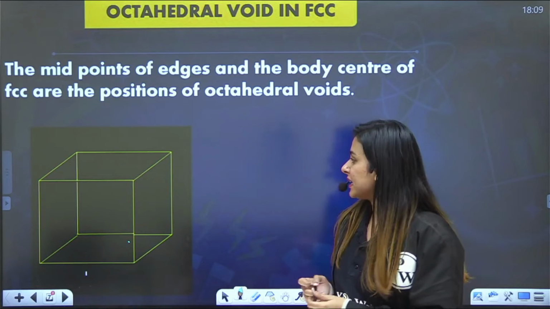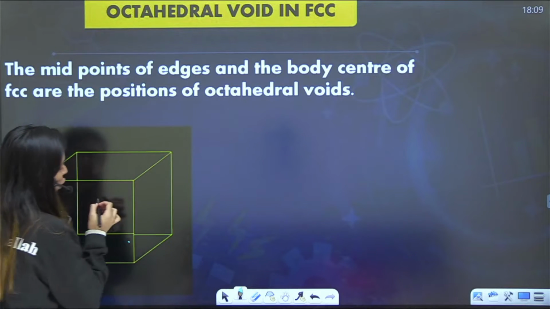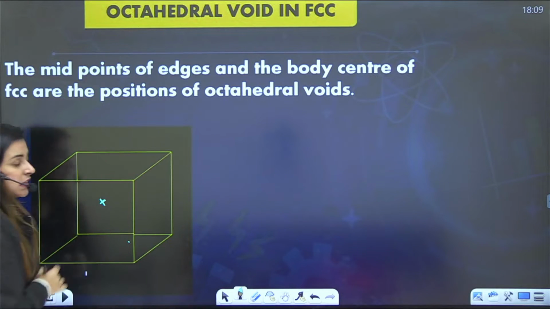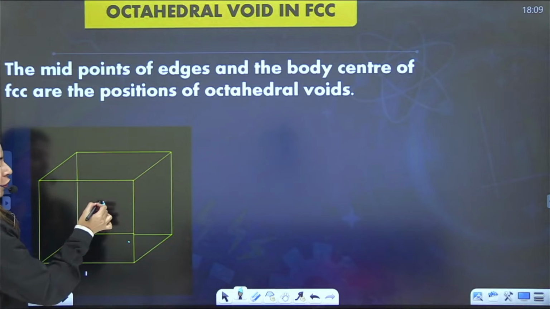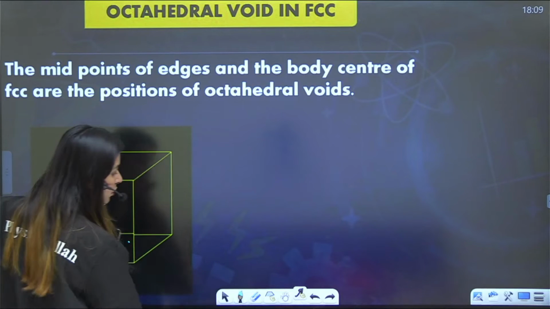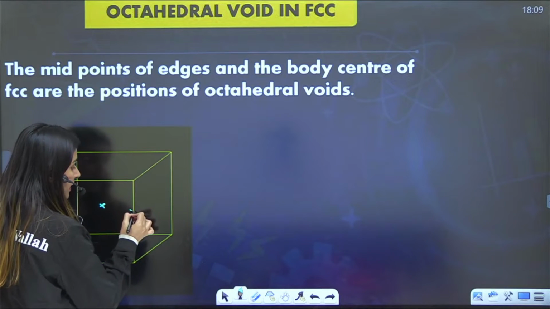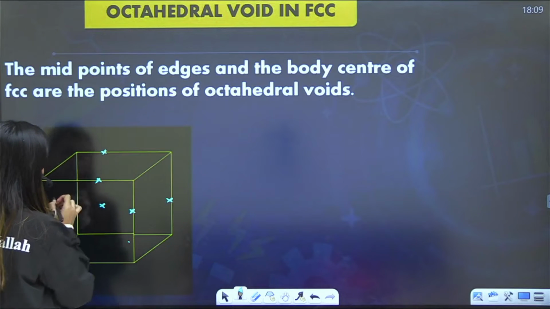Now let's study a little bit about the octahedral voids. Okay, it says that the midpoints of the edges and the body center of the FCC are positions of octahedral void. So now we need to understand what are the positions of octahedral void. So it says that, let's say you have an FCC lattice here. So your octahedral void will be present in the body center here. Let's say this is your body center. So one of your octahedral voids will be present here, and the other octahedral voids would be present on the edge centers of all your edges.